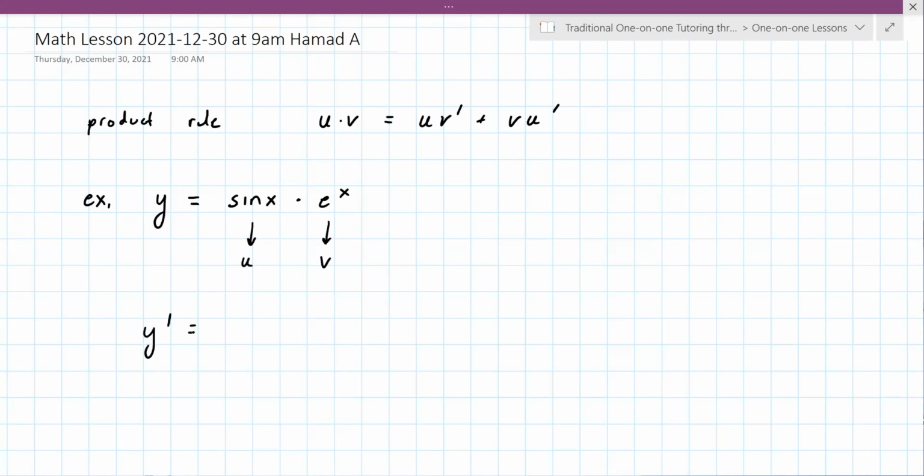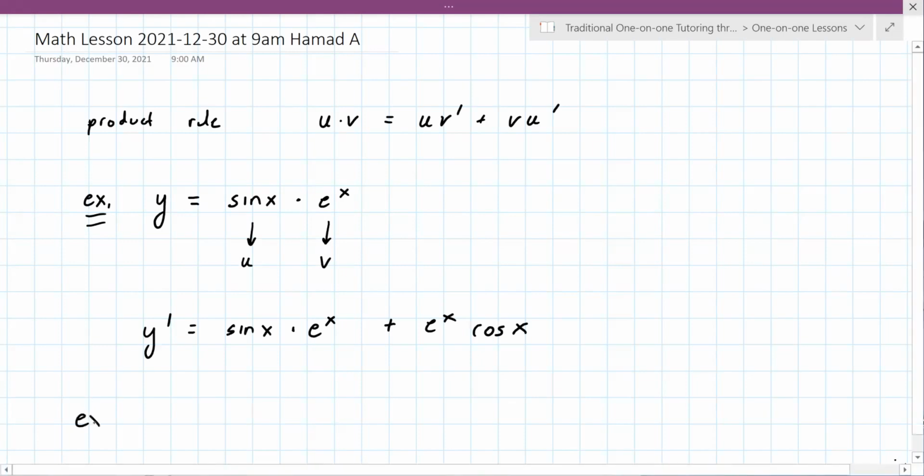So your y prime is keeping the first function, sine x, and then taking the derivative of the second function, e to the x. So do you know the derivative of e to the x? It is just itself, e to the x. Okay. Plus v, which is the second function, e to the x, times the derivative of sine x. Remember this derivative of sine? It's cosine. Derivative of sine is cosine x. Okay. All right. So that's an example of that.